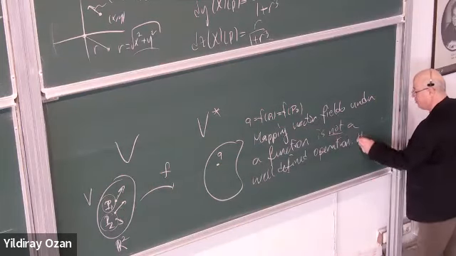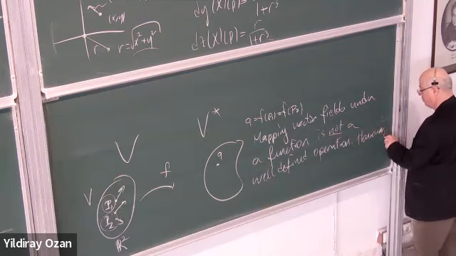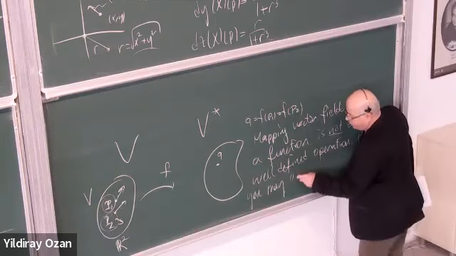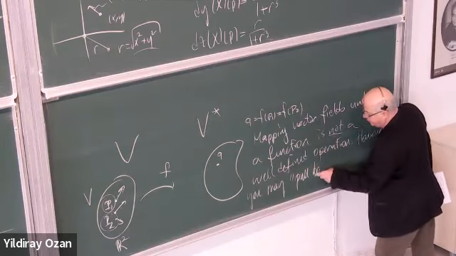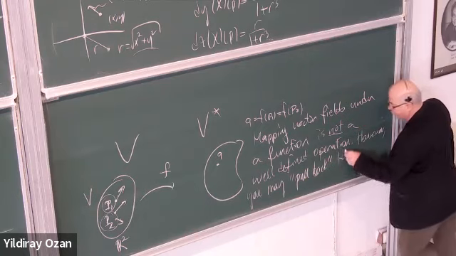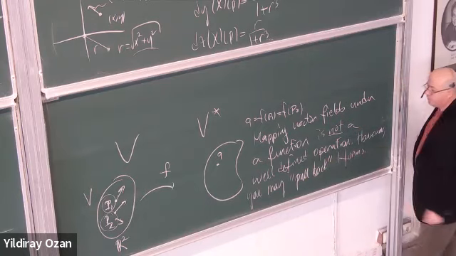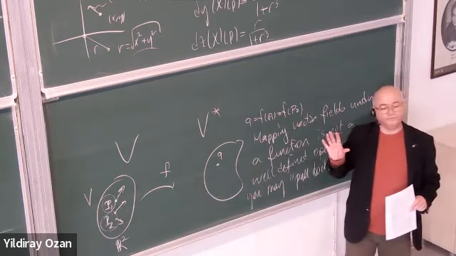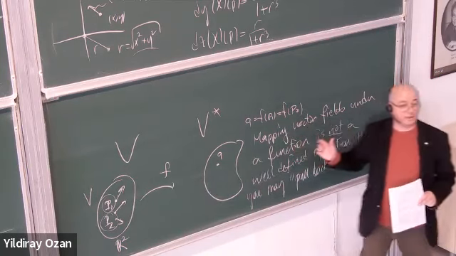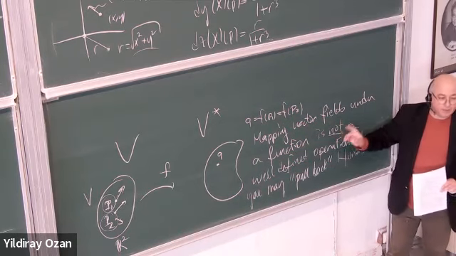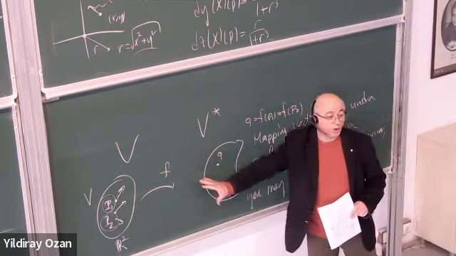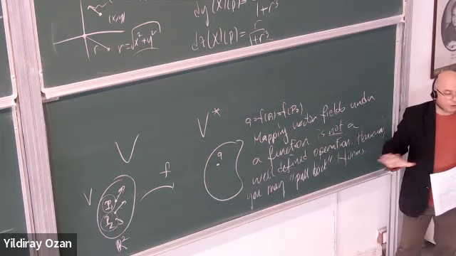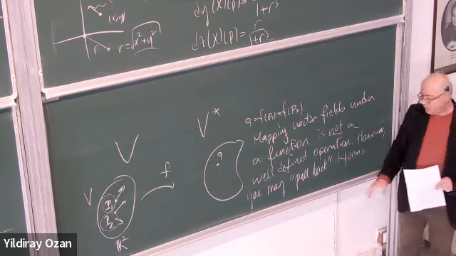We call that operation pullback of one forms. And pushing forward a vector field is problematic. Unless your function is one-to-one, it is not well defined. But pulling back one forms is always well defined.